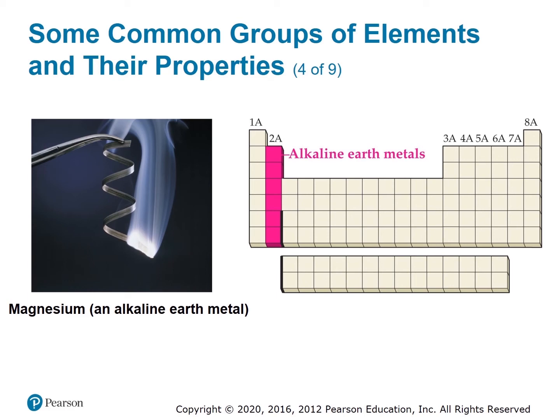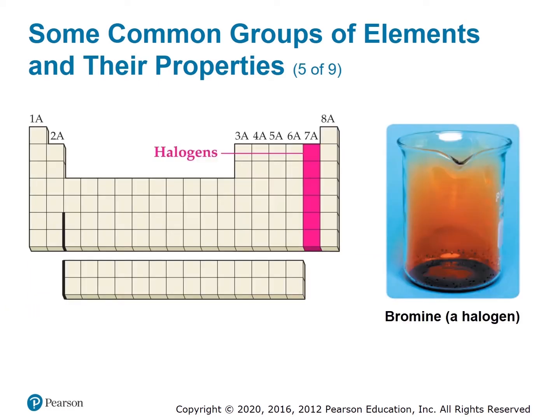But this reaction doesn't start spontaneously like the reaction of sodium with water. Magnesium, while still chemically reactive, needs to be heated to a high temperature for a reaction like this to occur. We looked at the first two groups of the periodic table in depth.